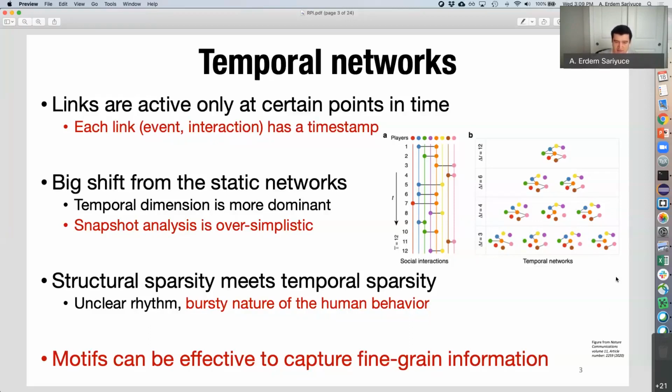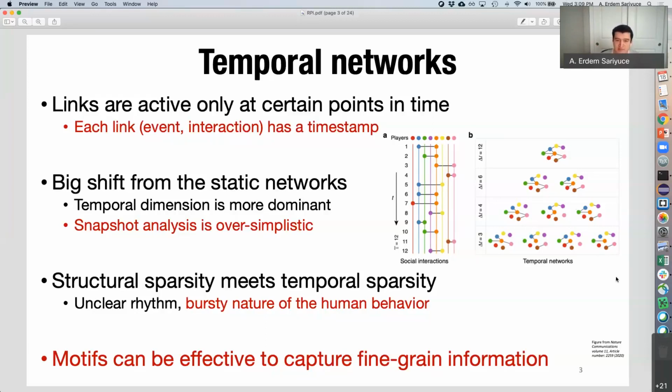And one of the reasons that we have observed so far is the structural sparsity, which is the most remarkable characteristic of real-world networks, where the number of edges is way less than the number of vertex pairs. That means there will be a lot of zeros in your edge and adjacency matrix representation. This structural sparsity meets with the temporal sparsity in the case of temporal networks.